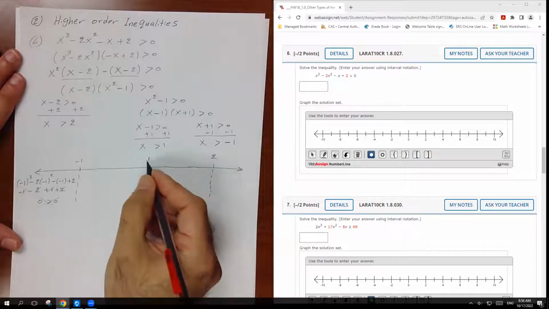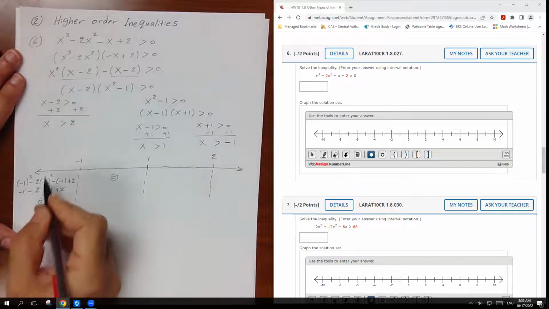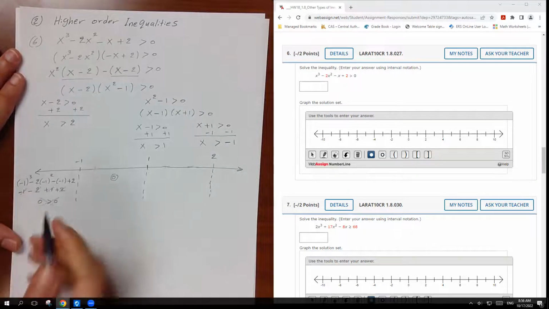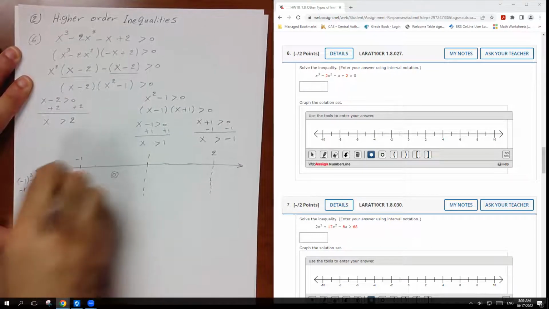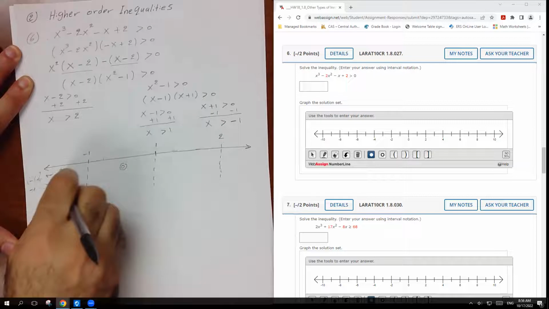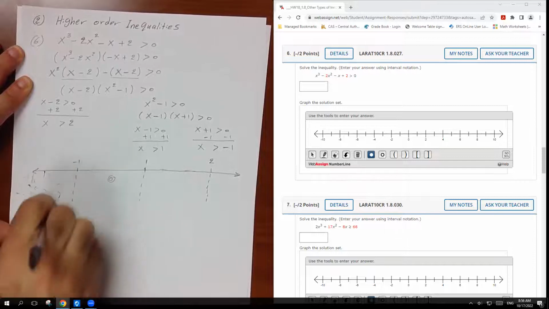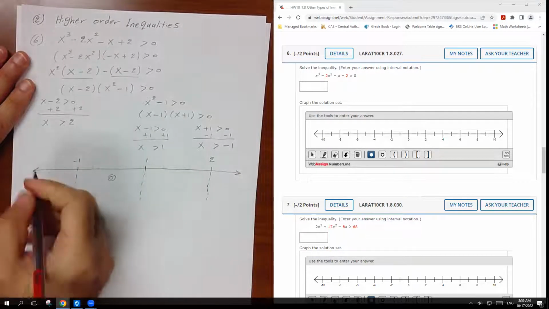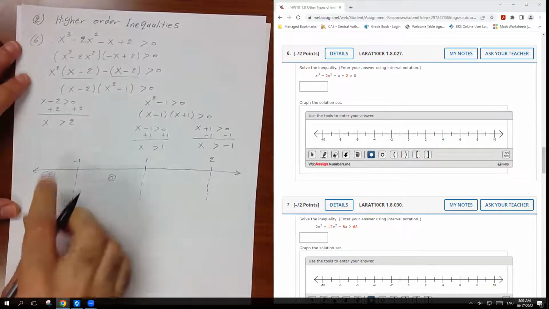Negative 1 and 1. Let's pick a number here. I picked the 0. I forgot to tell you I picked the negative. We can't pick negative 1 here. We have to choose different numbers because we need to test this one. Let's pick negative 2. Let's plug in negative 2 here.